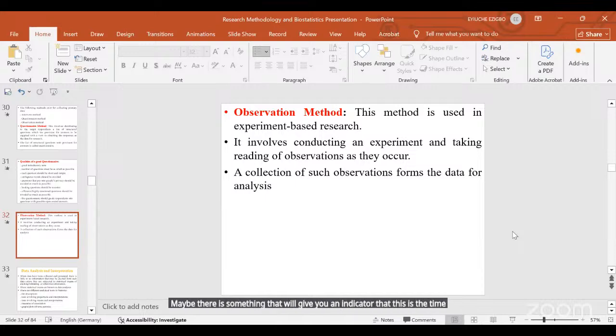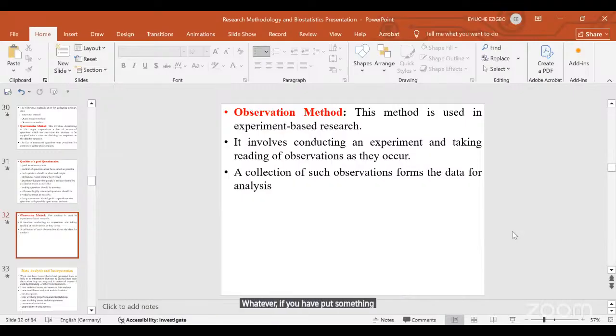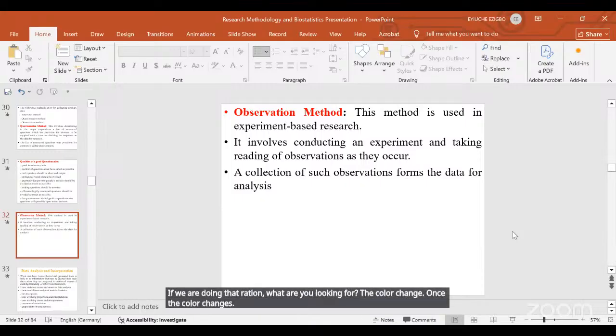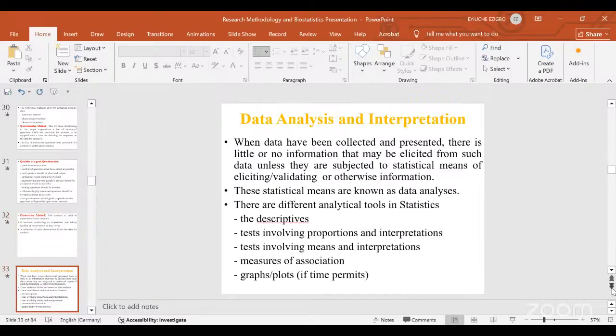You may decide, maybe there is something that will give you an indicator that this is the time to collect your information. I remember those days in secondary school, if you are doing titration, what are you looking for? A color change. Once the color changes, it is time for you to do what? For you to get your value. I hope it's clear. And that value you are getting it by observation. What you have observed the value to be, you put it down. That's all we can say about observation method. So let's move next.